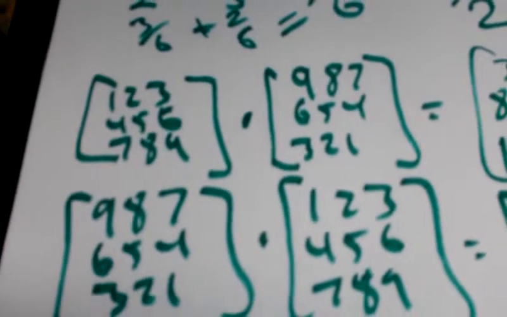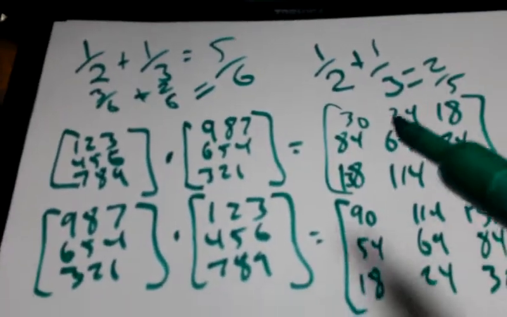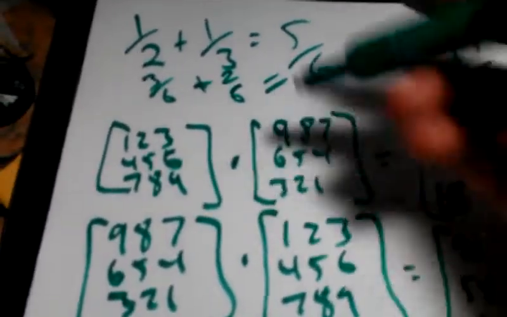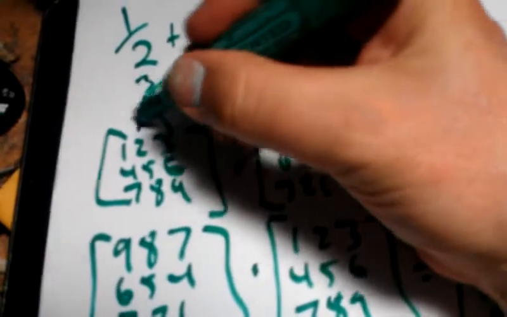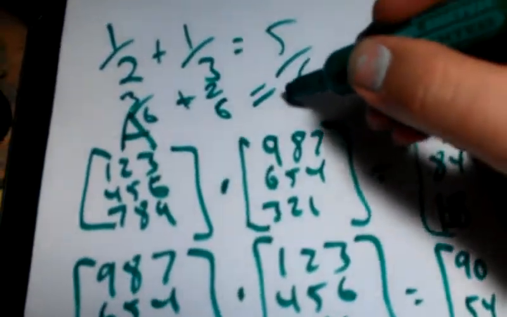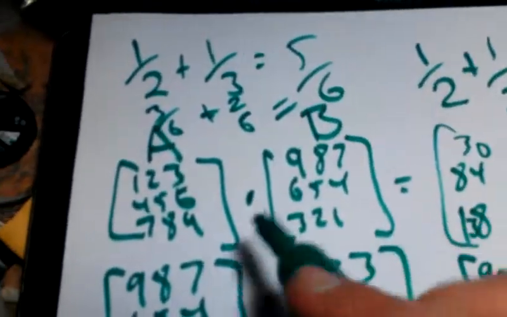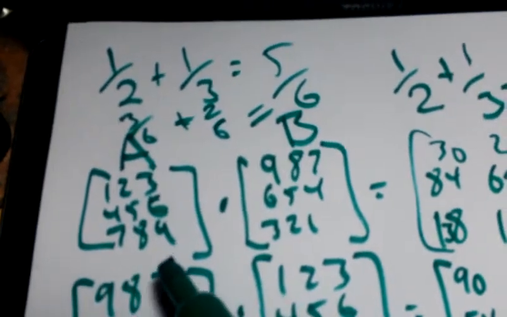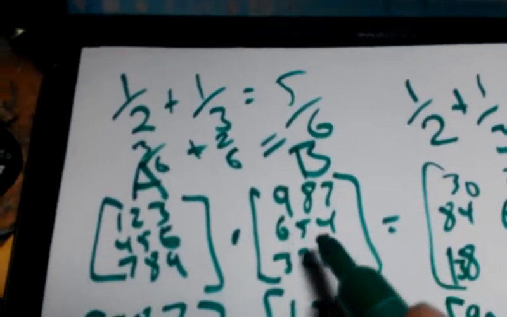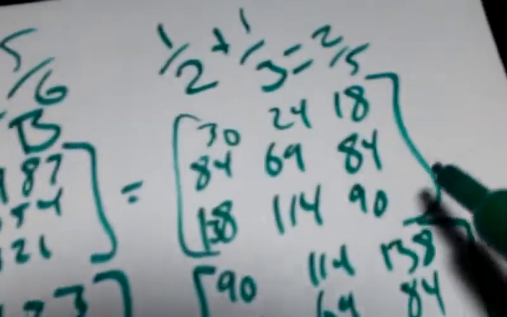Okay, so I'm going to talk about this non-commutativity thing, where here we've got two matrices. I'll call this one matrix A and this one matrix B. A is 1, 2, 3, 4, 5, 6, 7, 8, 9. B is 9, 8, 7, 6, 5, 4, 3, 2, 1. We multiply them together, and you get this big nasty thing.